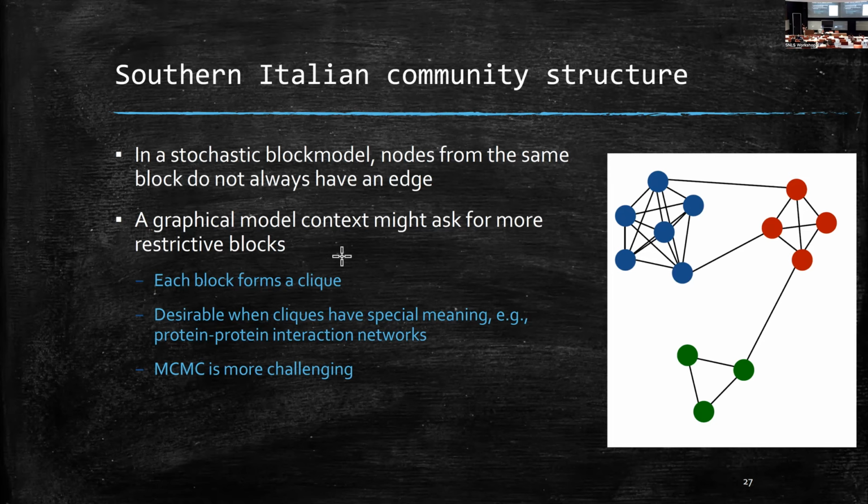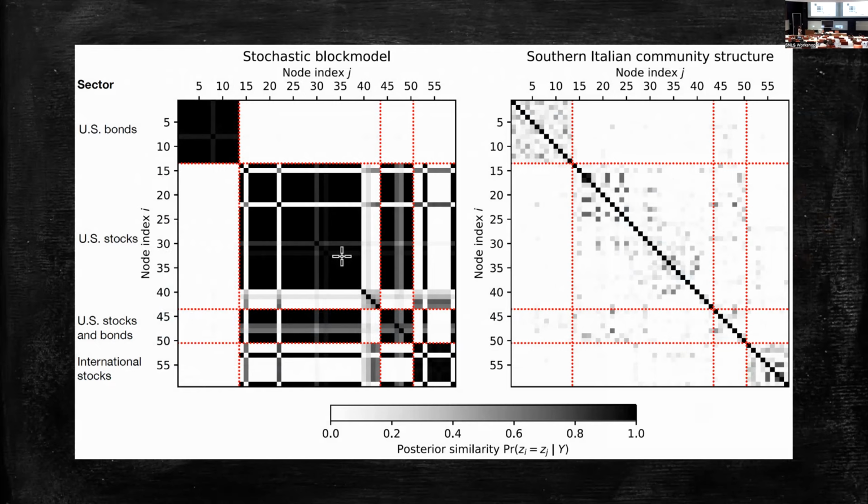Here, the MCMC is a bit more challenging because every time you change block membership, you don't change only one edge in the graph. You might end up changing a lot of edges in the graph, which is extremely painful. And so we had to devise some special moves on that space. And this is on the fund data, where we try to fit the Southern Italian community structure. Obviously, you can see this is not the best model for the data because you require all the connections. But the reason for this figure is to show you a very different modeling strategy from a standard stochastic block model.